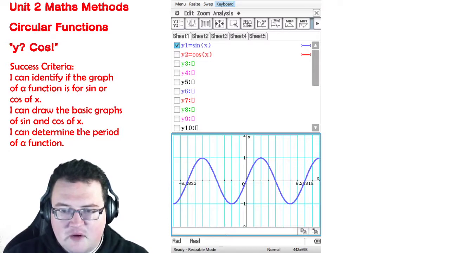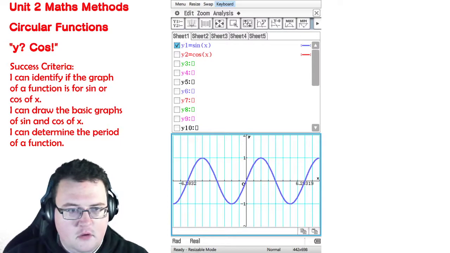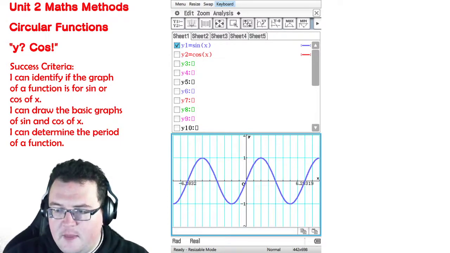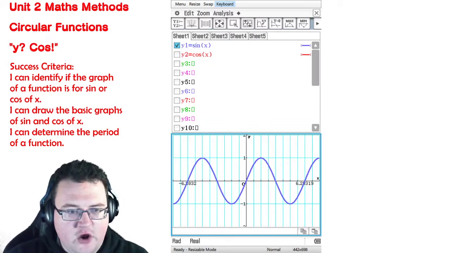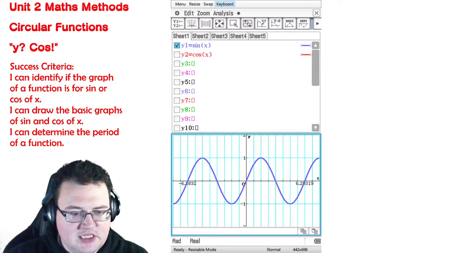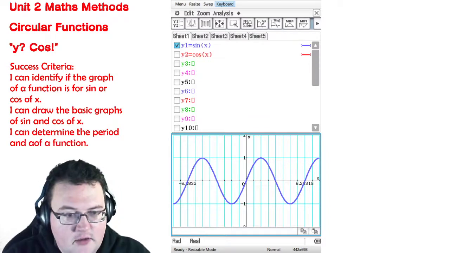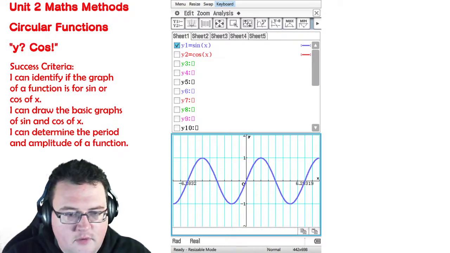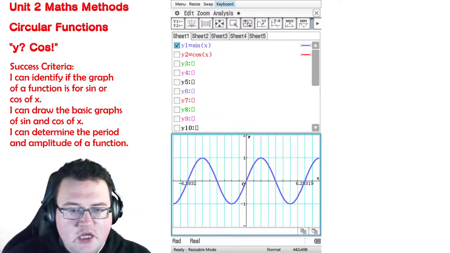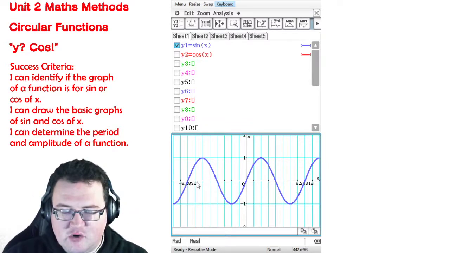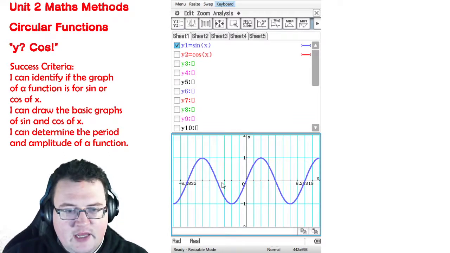And it has a minimum and maximum value, so a minimum of minus 1 and a maximum of 1. All right, there is an extra word that we need to learn in here, which I'm going to add to the success criteria: the period and the amplitude. The period is how long it takes to repeat itself horizontally, but the amplitude is the distance from the center line.